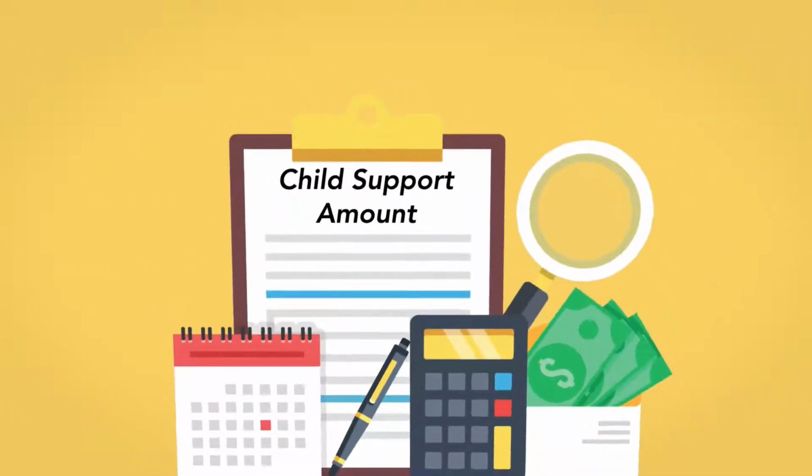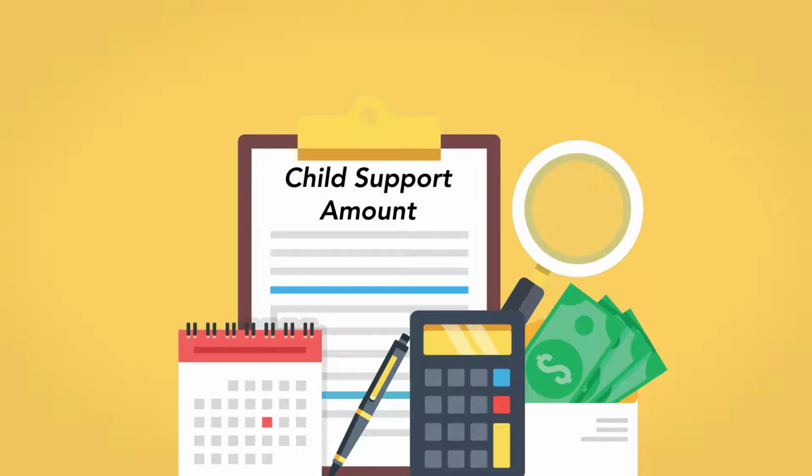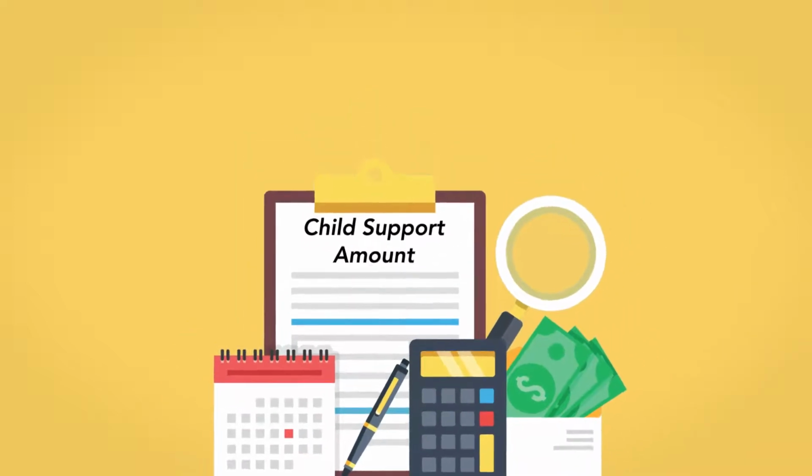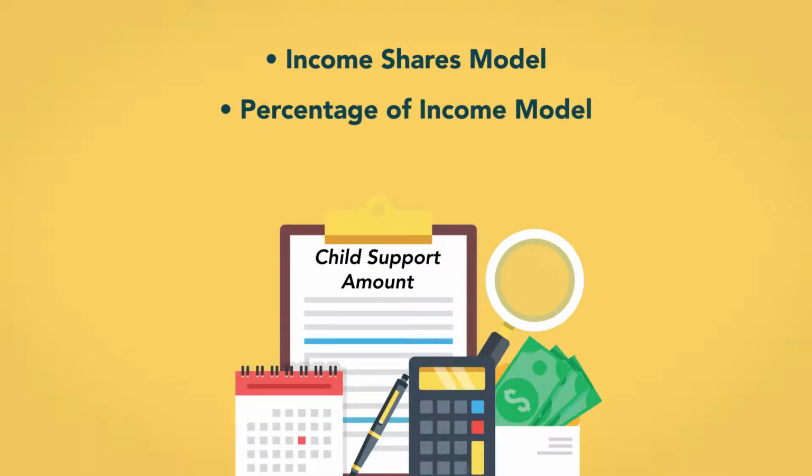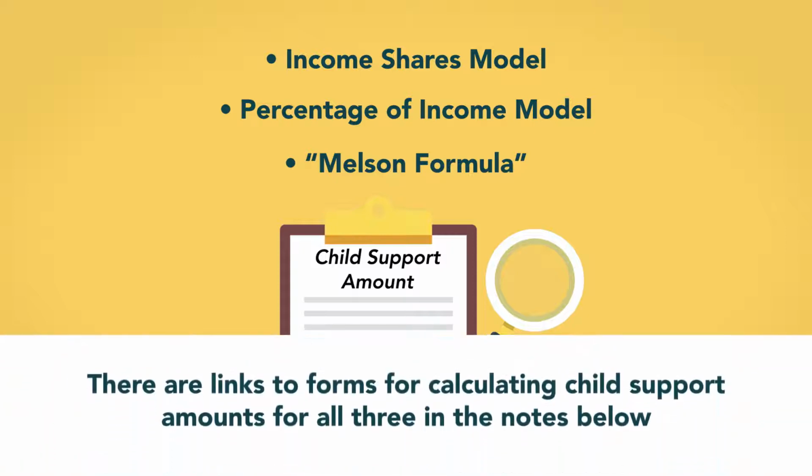Different states have adopted different ways of determining child support amounts. The 3 primary methods used by states are the income shares model, the percentage of income model, and the Melson formula. There are links to forms for calculating child support amounts for all 3 in the notes below.